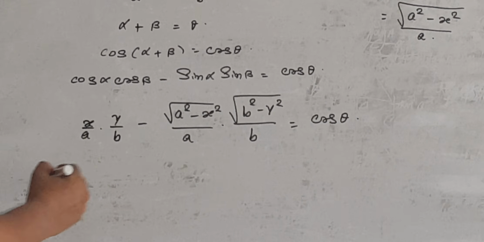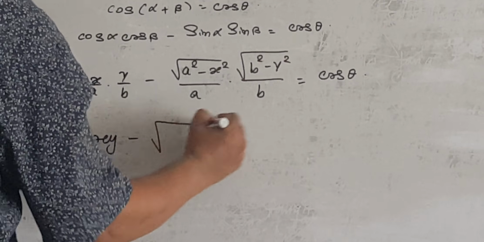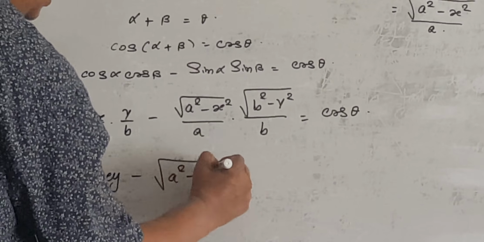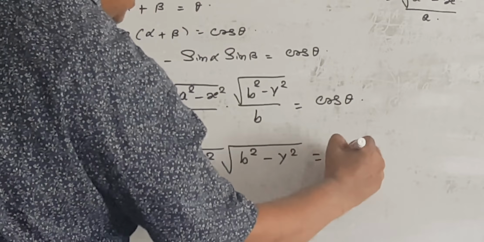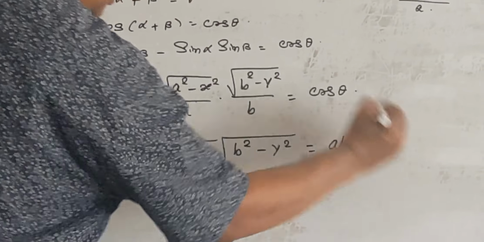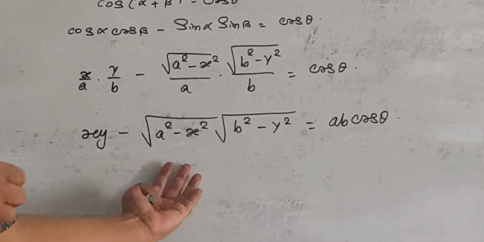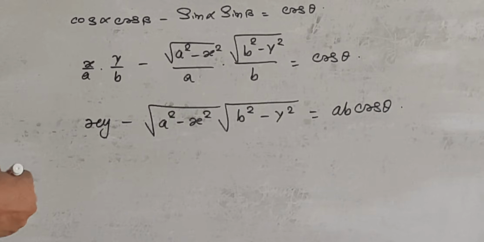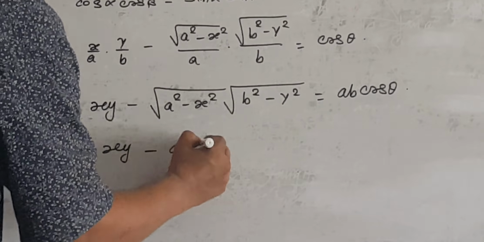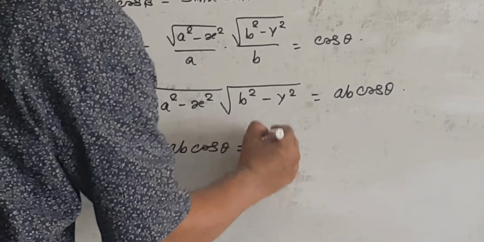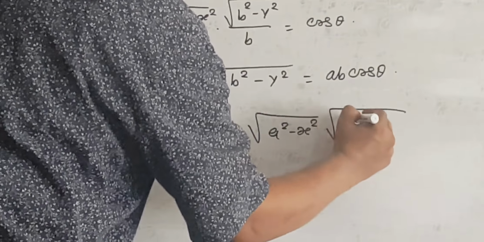We take LCM, so AB we take that side. So xy minus root of a square minus x square into root of b square minus y square is equal to, can I say, AB cos theta. I am taking AB cos theta this side and the opposite side negative term. So it is xy minus AB cos theta is equal to root of a square minus x square into root of b square minus y square.